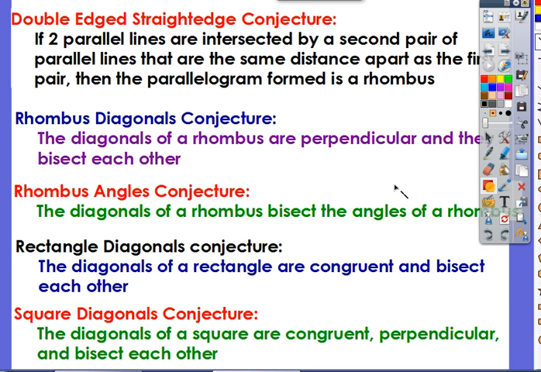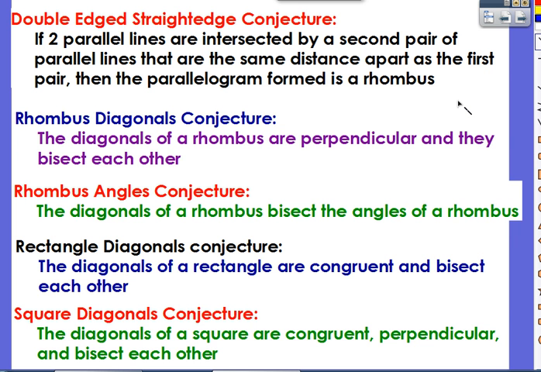Last slide. I know it's a lot of information, but this is just stuff that we're working on with the activity, where you have to put your shape beneath what is true about it. Now the first one is a great one, the double-edged straight-edge conjecture. I don't know why it's called that. I love that name. It's so confusing, so complicated. And really all it's saying is, here are the restrictions that make a parallelogram a rhombus. So I do want you to write all of these things down.